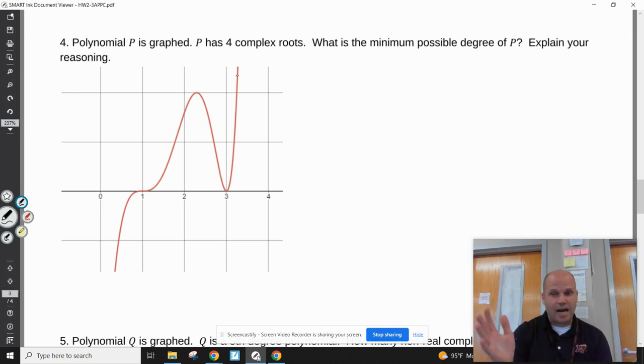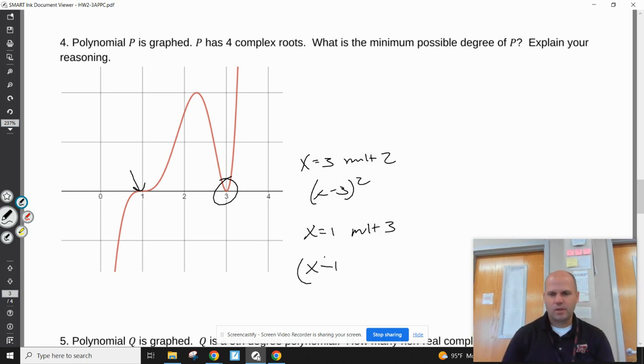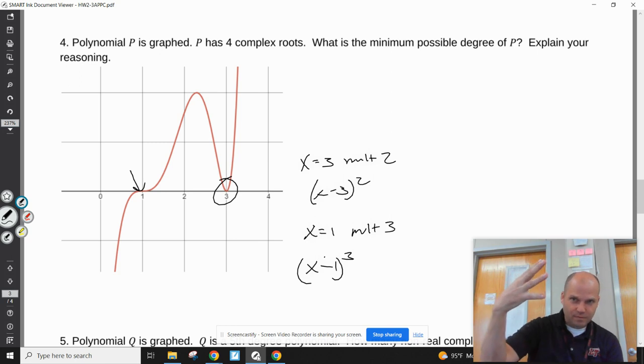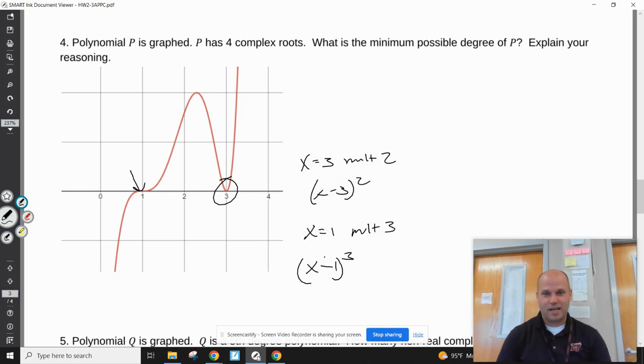We can see this has to be an odd degree because of the end behavior. We are y equals x cubed, positive x cubed. We can see we have a bounce at 3. So that means x equals 3 has a multiplicity of 2. That means x minus 3 squared is a factor. We can see a bend at 1. So that means x equals 1 has a multiplicity of 3. x minus 1 cubed has to be a factor. That's 5. We have 4 complex roots as well. 6, 7, 8, 9. This has to be an x to the 9th.